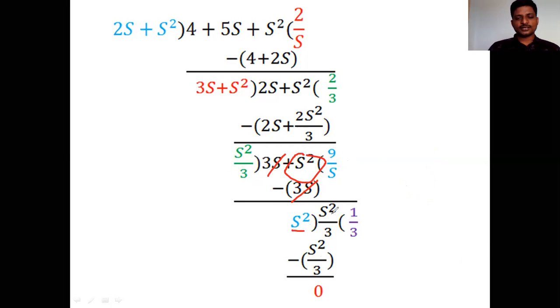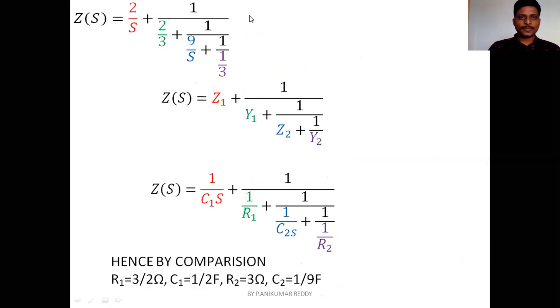s square, now dividing s square by 3, you will get 1 by 3 here, and finally the result will be 0. So once you got 0, then you have to write in the same method that I told you earlier. That method is, here 2 by s, so first quotient. First quotient is 2 by s plus 1 by second quotient plus 1 by third quotient plus 1 by fourth quotient. So like that you have to write.